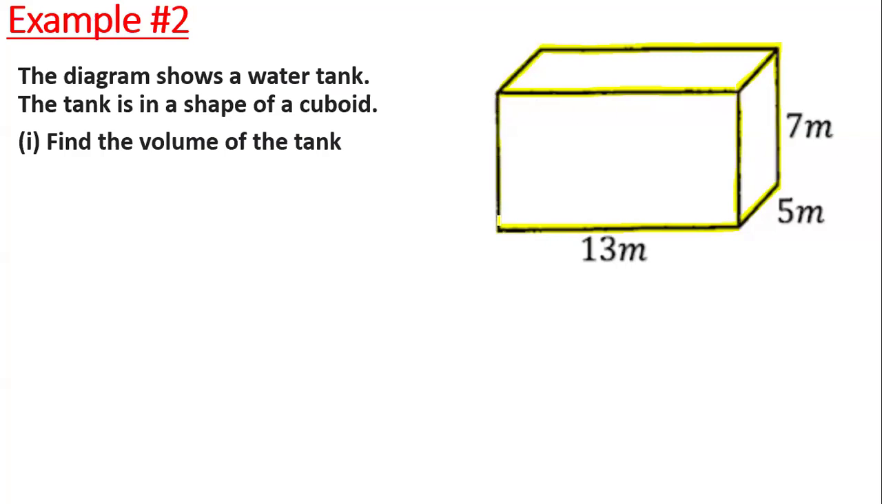Genesis, read the question for me, please. The diagram shows a water tank. The tank is in a shape of a cuboid. Find the volume of the tank. Very good. Randolph Bethel, read the question for me, please. The diagram shows a water tank. The tank is in a shape of a cuboid. Find the volume of the tank.